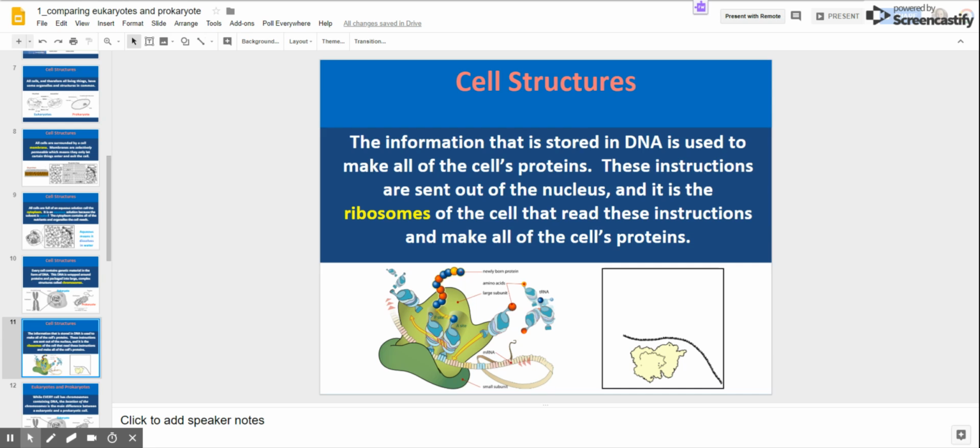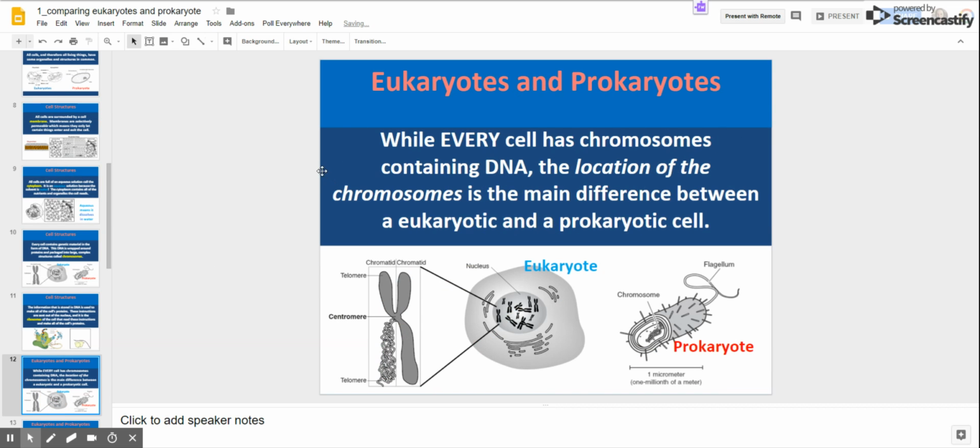They better have ribosomes. Okay, so the ribosomes and the DNA are just floating in the cytoplasm of a prokaryotic cell. Eukaryotic cells have a nucleus. It gets kicked out of the nucleus and sent to the ribosomes. While every cell has chromosomes containing DNA, the location of the chromosome is the main difference between pro and eu.